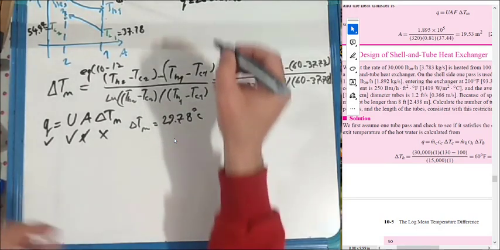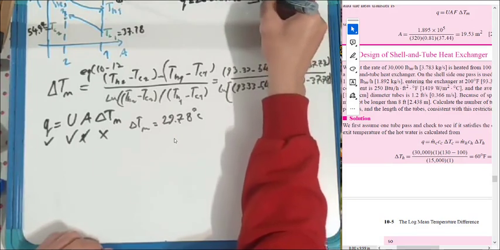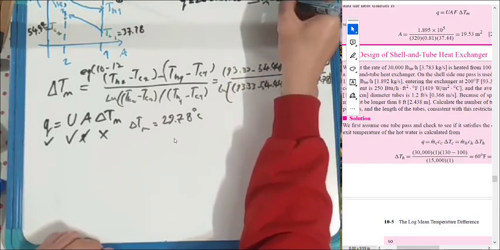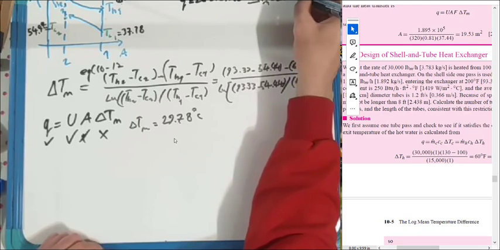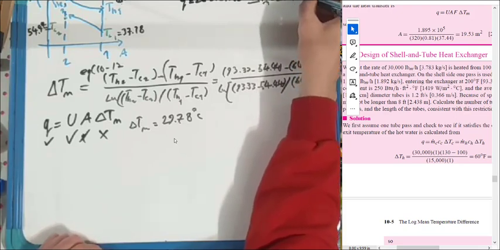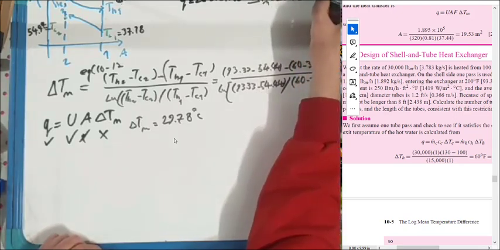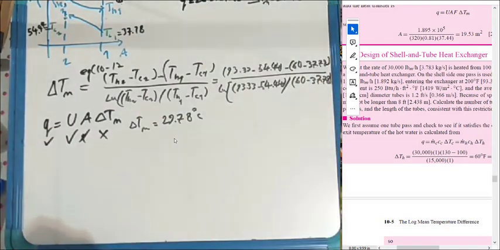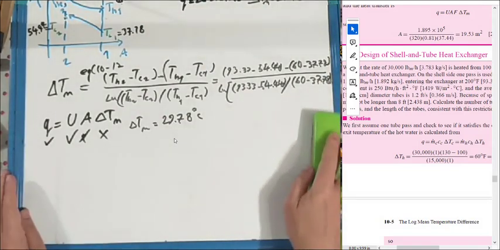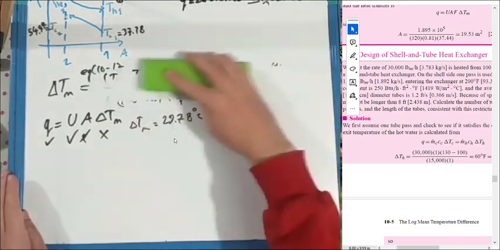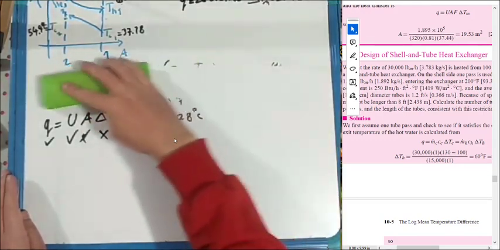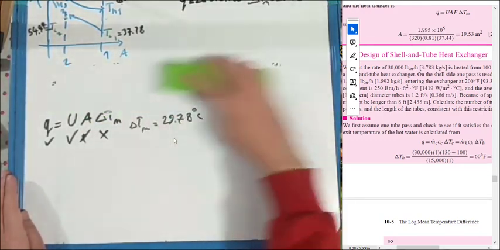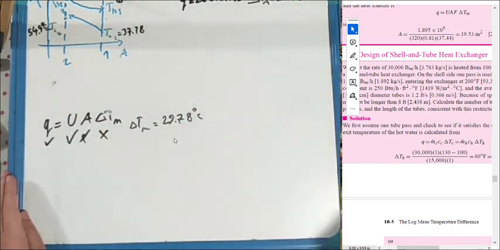29.78 degrees Celsius. Let me write it exactly here because I need it in the following steps. Okay, degrees Celsius, and I don't need the formula anymore. Let me erase that one. Very excellent. Okay, next step. What is the next step?